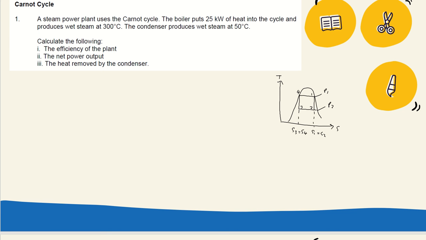From the question, we know that the cycle has two temperatures. So the larger one is TH and the lower one is TL. We can put it here: TH 500 and then TL 50 Celsius. Don't forget to convert temperature into Kelvin.